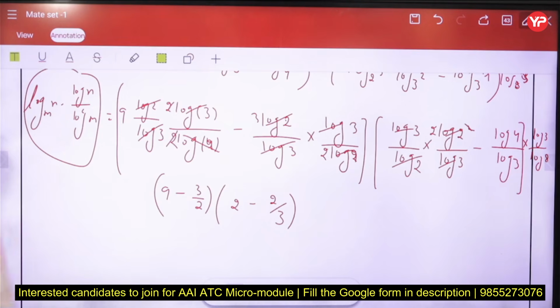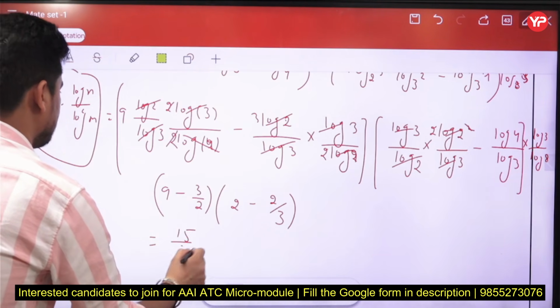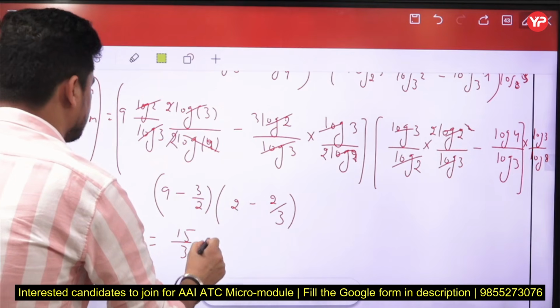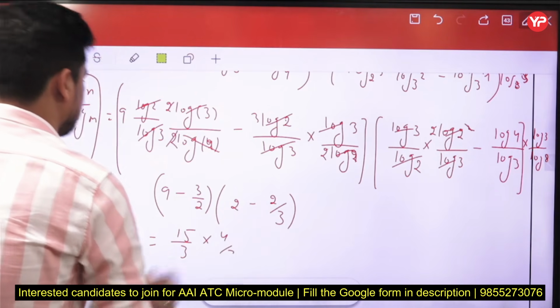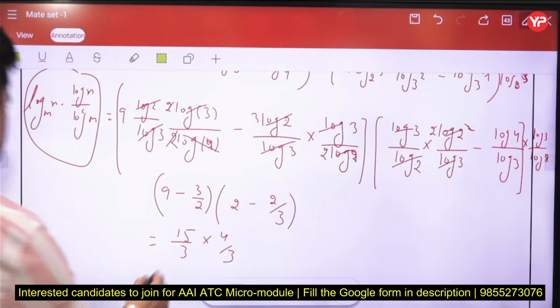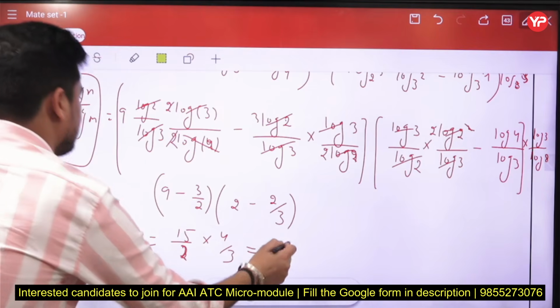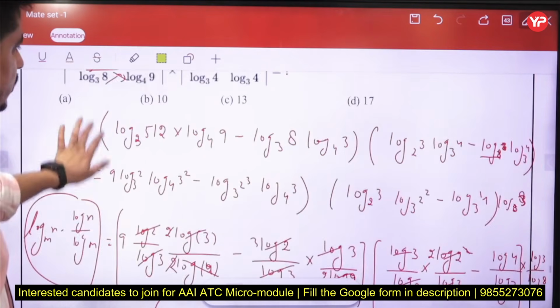The first term becomes 15 by 3, and 6 minus 2, that is 4 by 3, right? Sorry, 15 by 2, not 3. Yeah, when you solve it, that becomes 10. So that is the question.